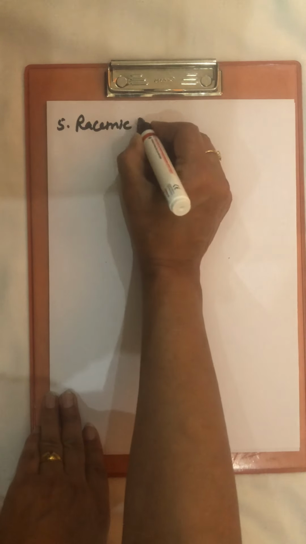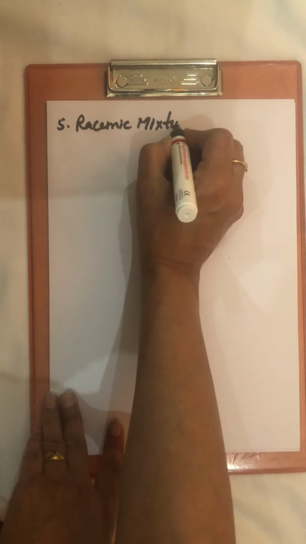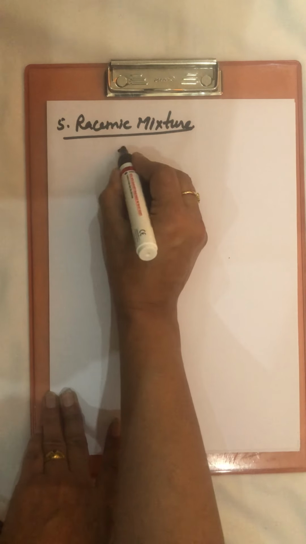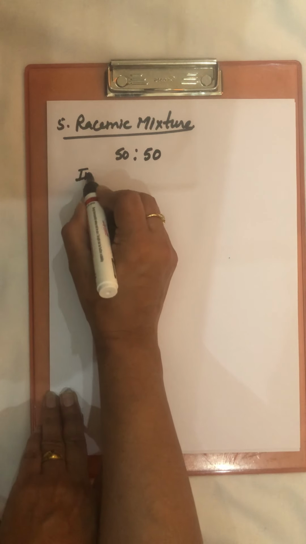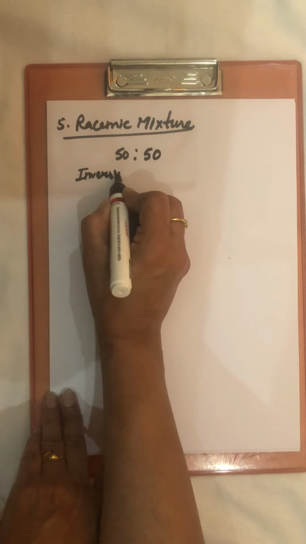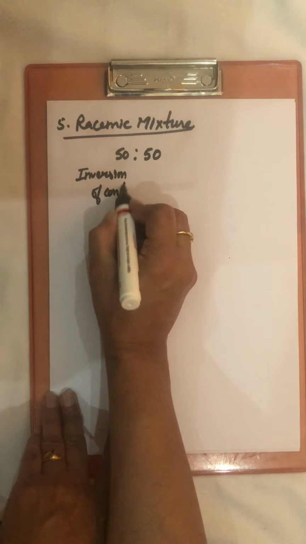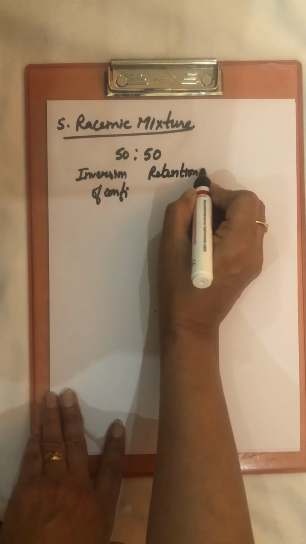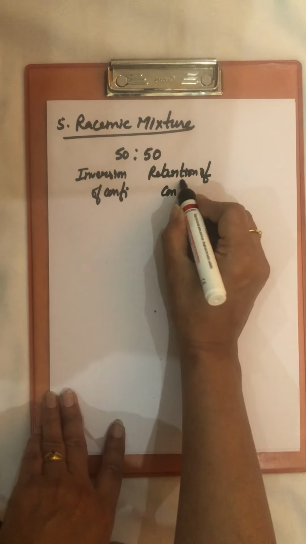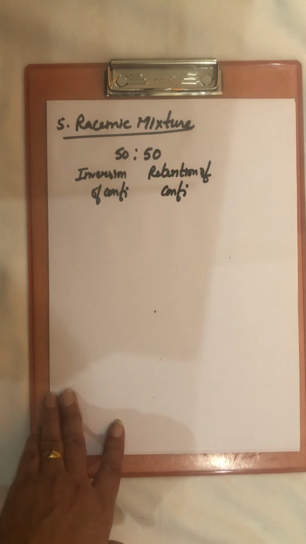Already we have done this one. Racemic mixture means a mixture which will have a 50:50 ratio of compound with inversion of configuration and with retention of configuration. Now we are adding one more thing to this.